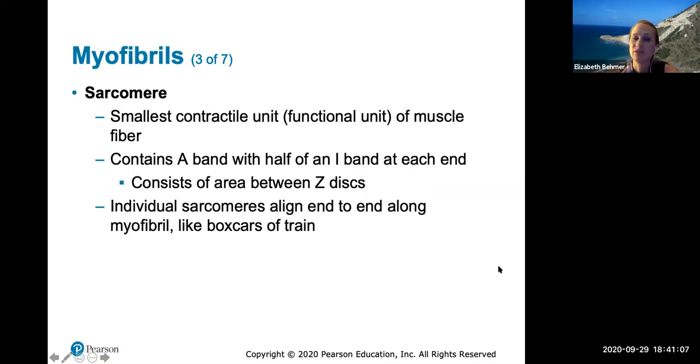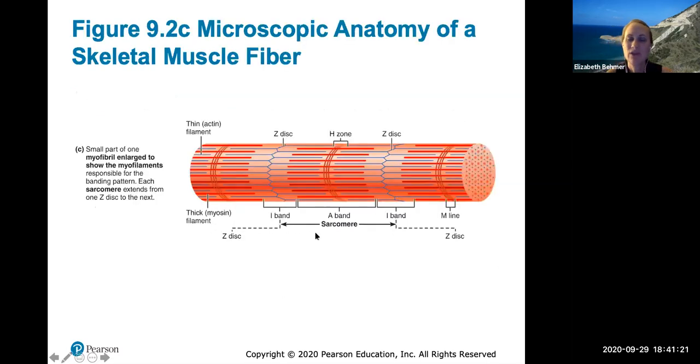The sarcomere is the smallest contractile unit of a muscle fiber, and it will span from Z disc to Z disc, and individual sarcomeres will align end to end along the myofibril, kind of like boxcars of a train. So this is showing you the sarcomere, and it will span the myofibril from Z disc to Z disc. And you can see here where these bands and zones are referring to in the myofibril. So again, a sarcomere is one contractile unit of skeletal muscle.